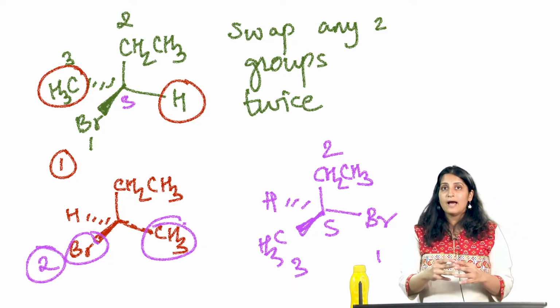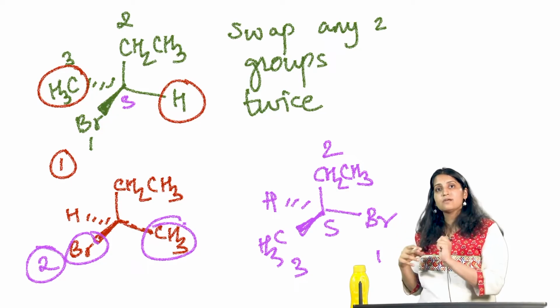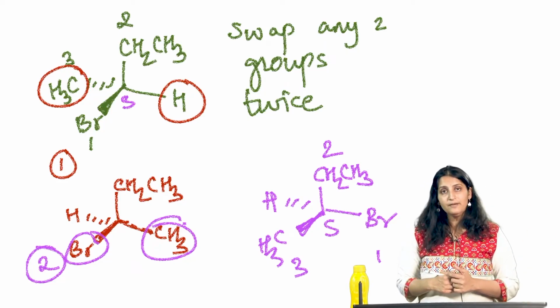Okay. So, as you can imagine, whenever you have the least priority group in the plane of the paper, the trick is to swap any 2 groups twice. It would be great if you can get the least priority group going away from you, so that you can easily solve that question. Okay.